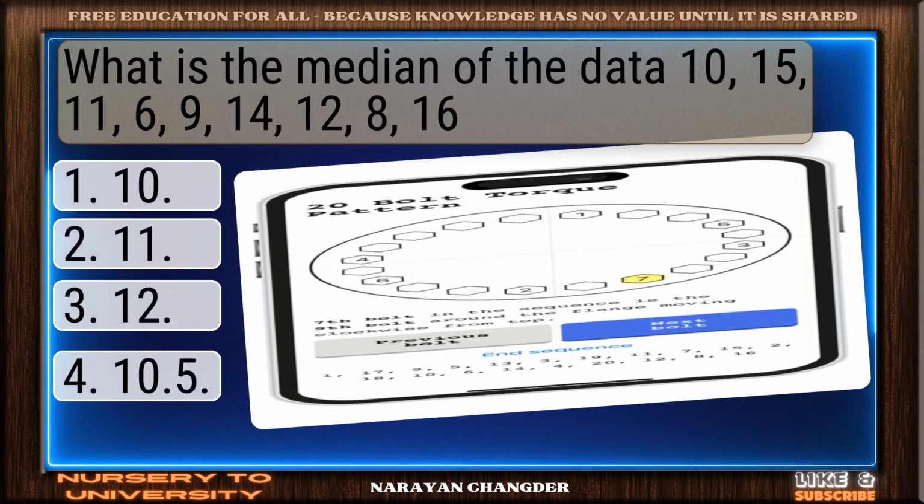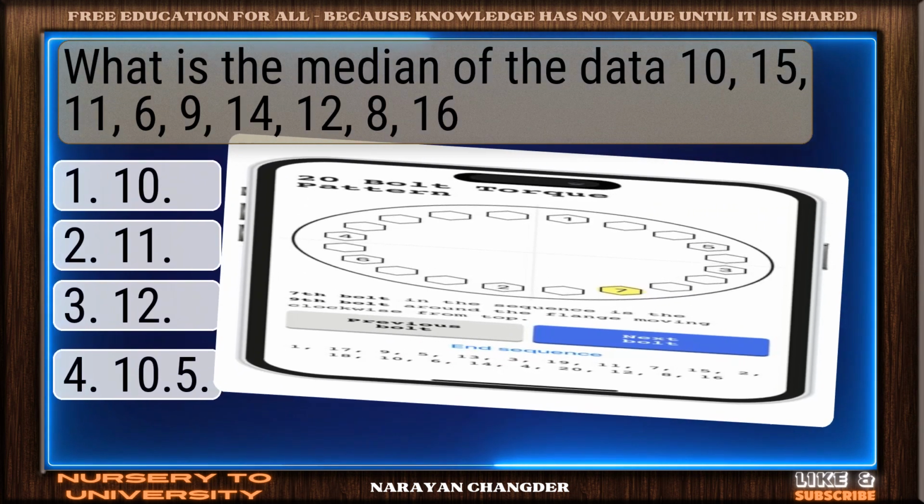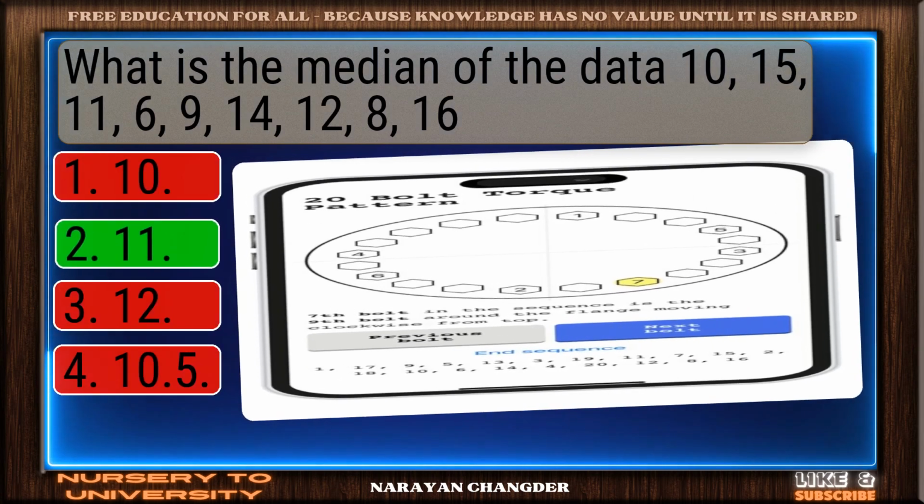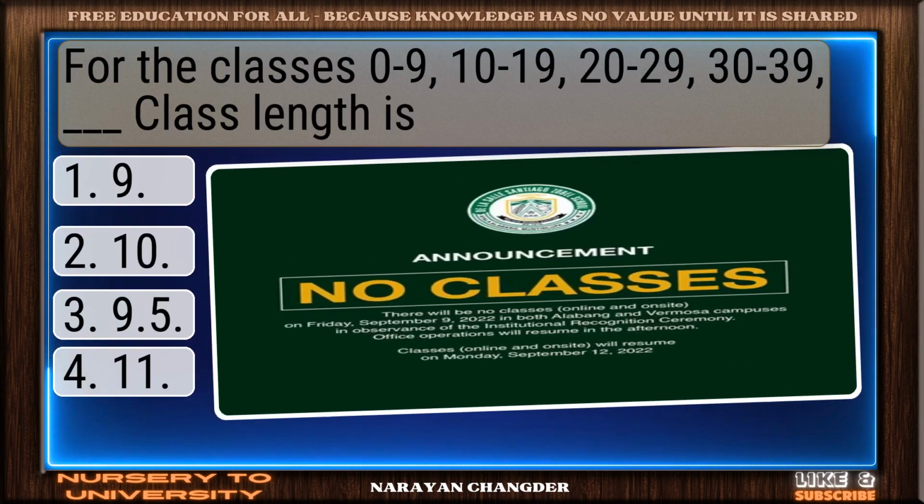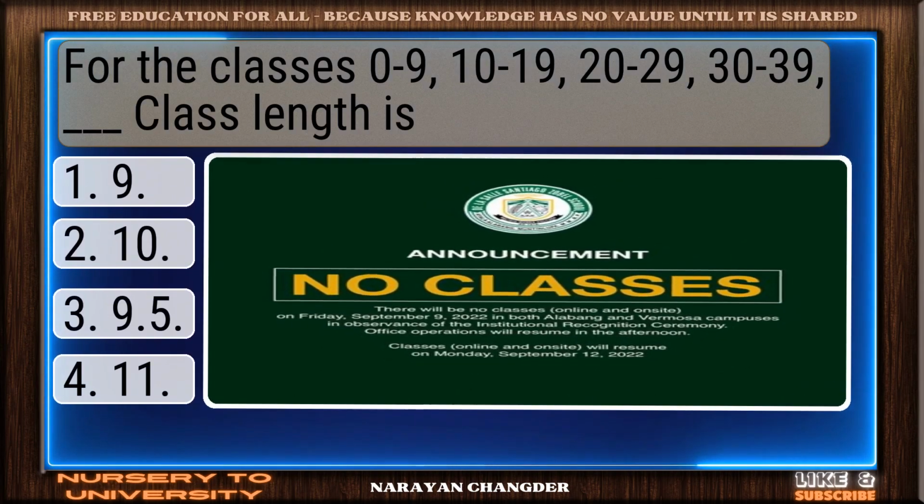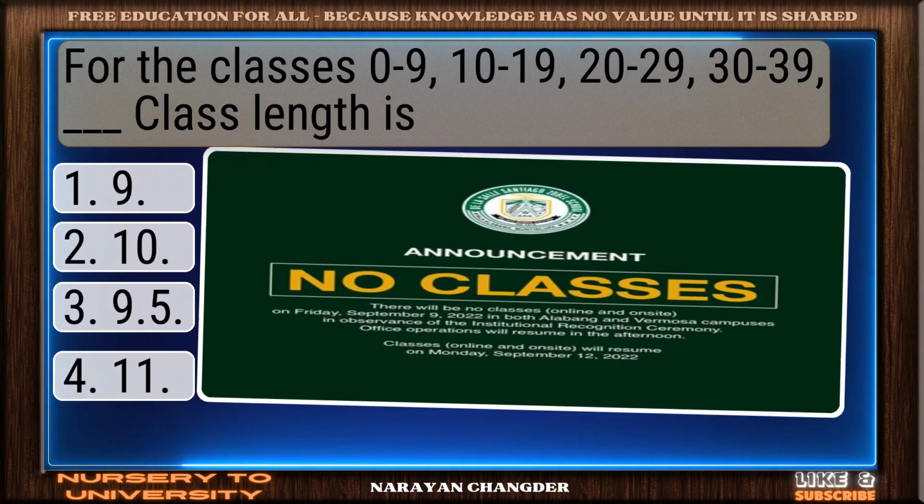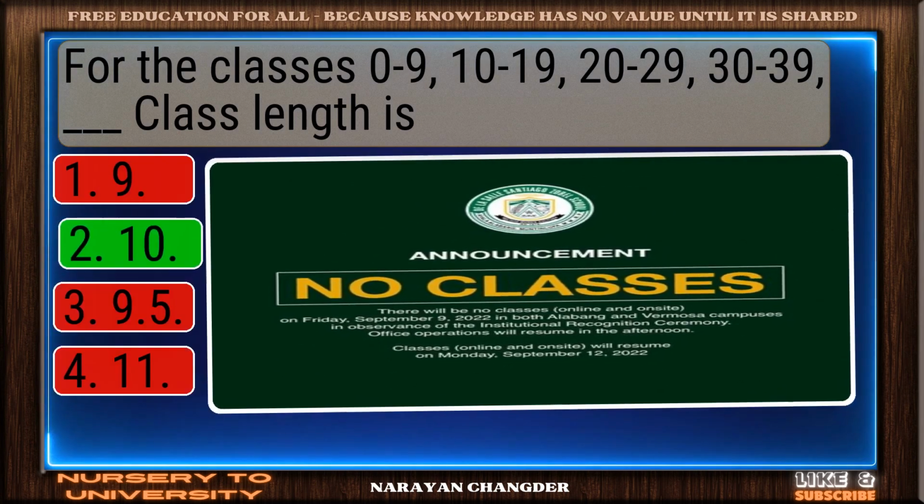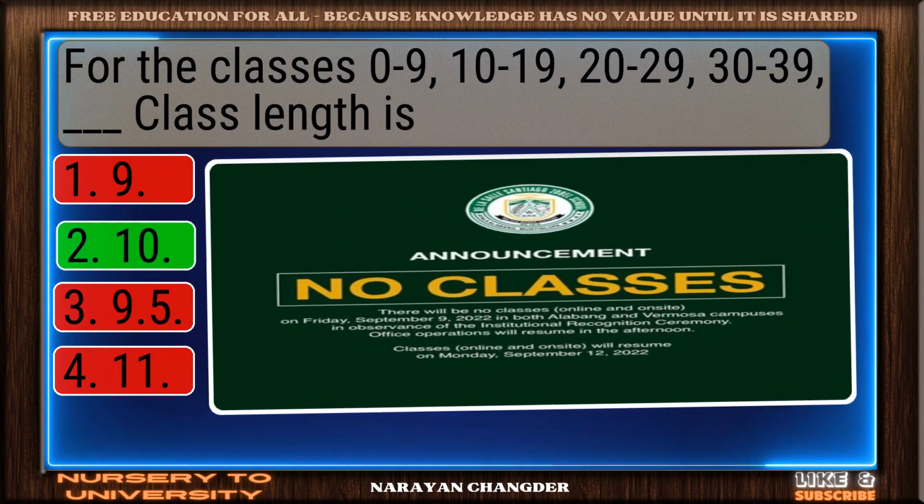What is the median of the data 10, 15, 11, 6, 9, 14, 12, 8, 16? You chose 11, correct. For the classes 0-9, 10-19, 20-29, 30-39, the class length is? Perfect. 10 is the one.